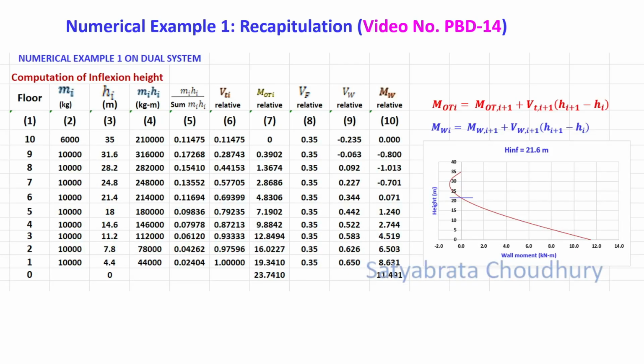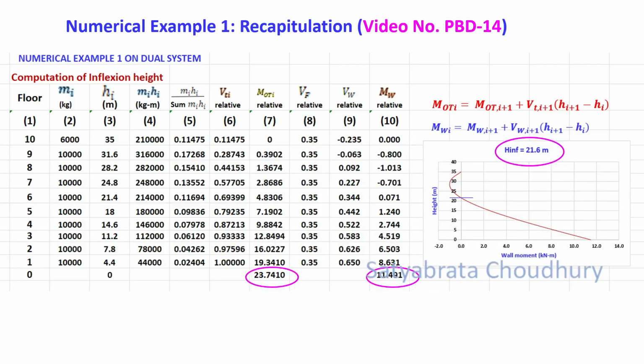In the video number PPT 14, earlier video, we had also taken up a table for the computation of the inflection height of the wall. So there we got the relevant properties which are important. I am encircling here. The overturning moment at the base for the frame, 23.74 kilonewton meter. Overturning moment or wall moment at the base of the wall is 11.491 kilonewton meter. And inflection height, which is important for today's tabulation, is 21.6 meter.